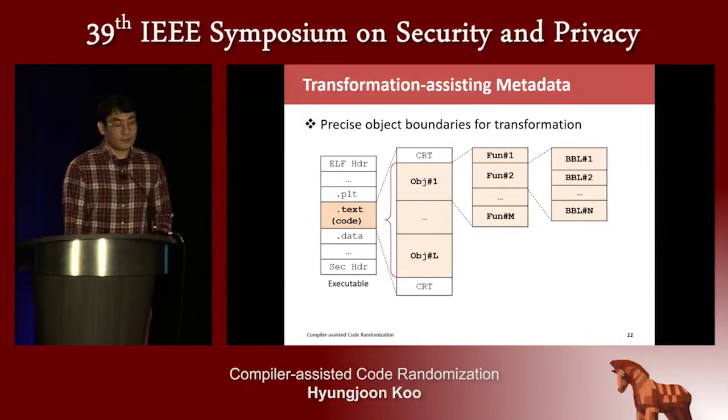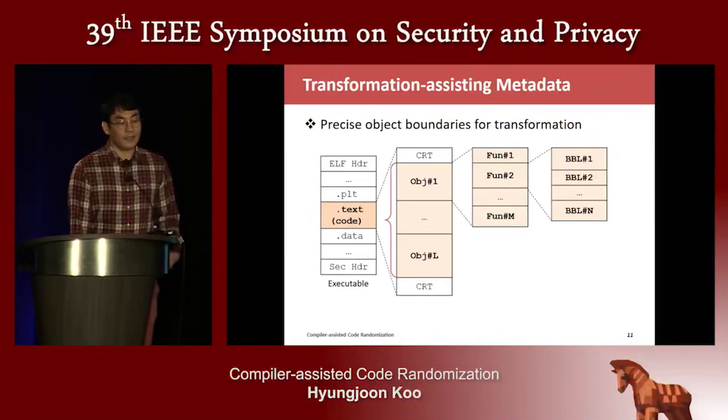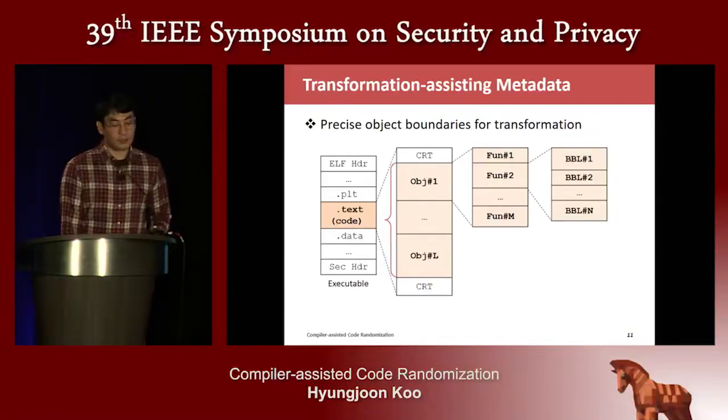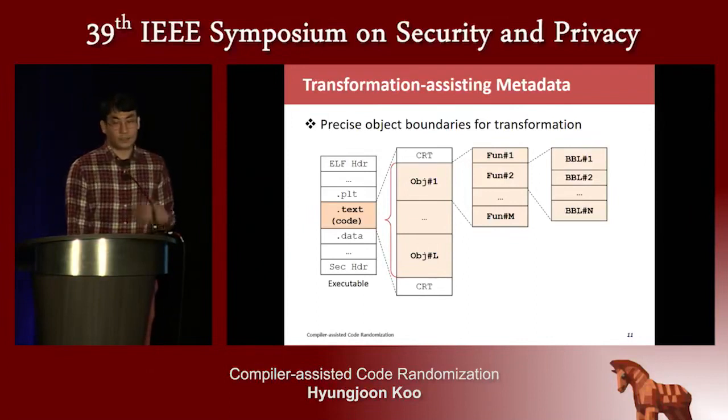Let's have a look at transformation assisting metadata now. The most important thing is that we have to identify the object boundaries for transformation. If you see the code in the executable, the code consists of multiple objects, and each object consists of multiple functions, and then each function consists of multiple basic blocks.